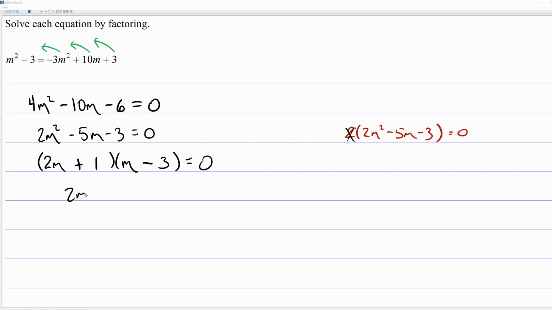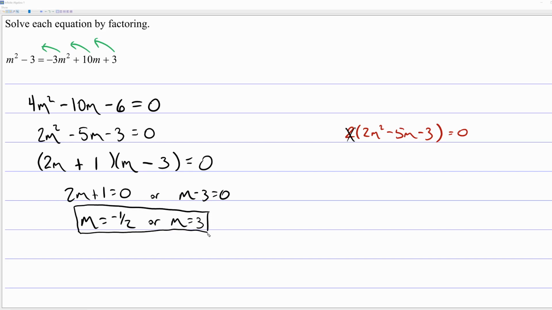Step 3 says set each factor equal to 0. And now solve these two equations. And guys, this is just a 2-step equation. Feel free to solve this in 1 step. Subtract 1 and then divide by 2. So again, we have 2 solutions. And that's the basic idea.